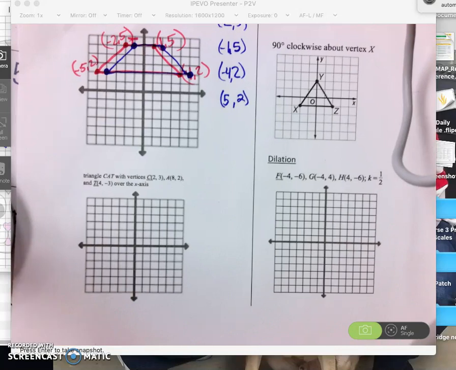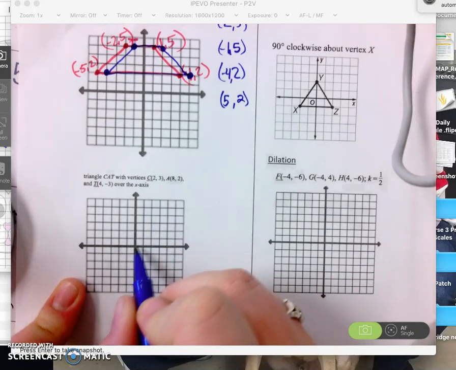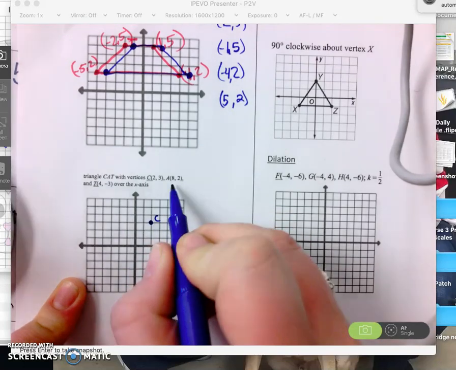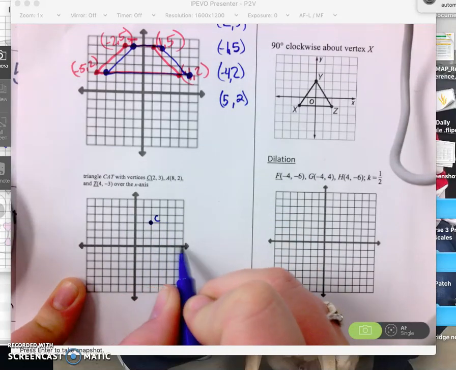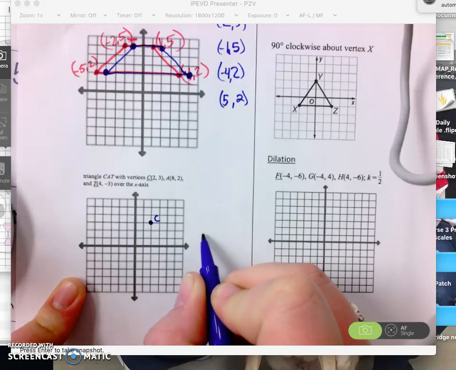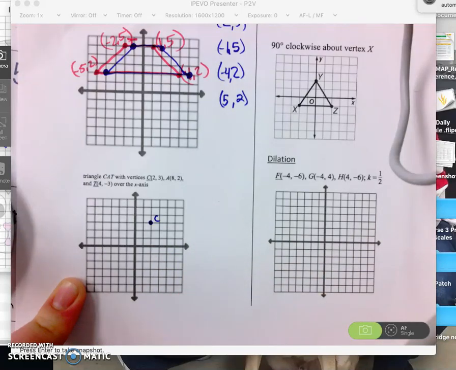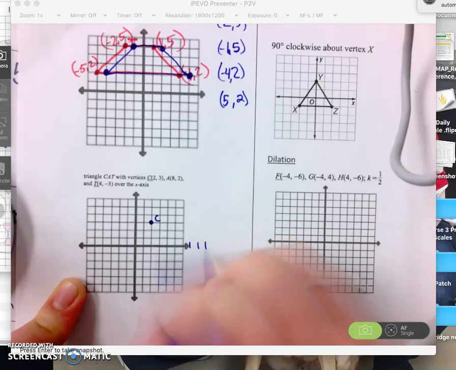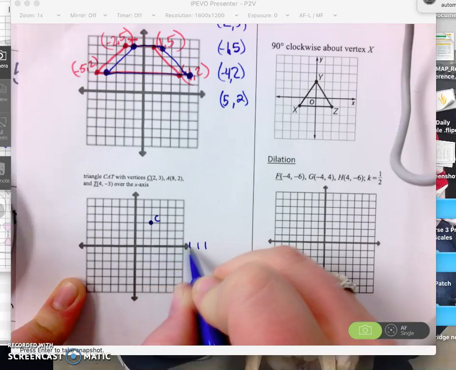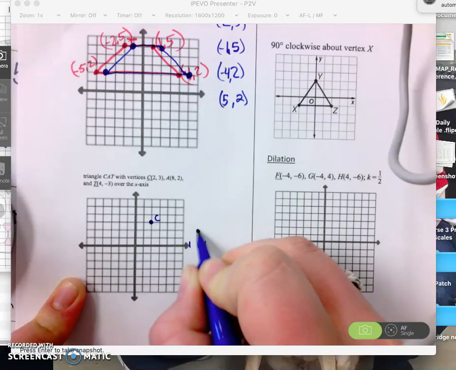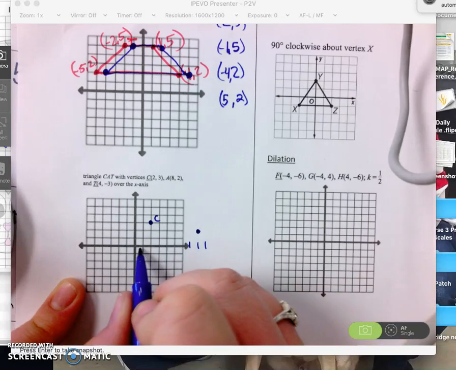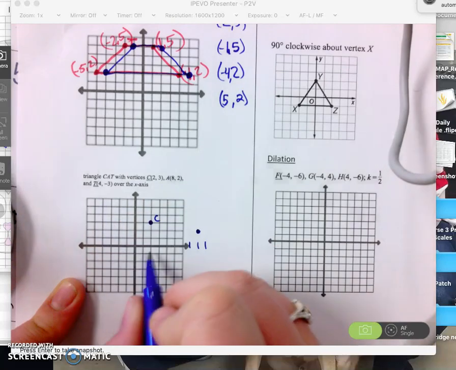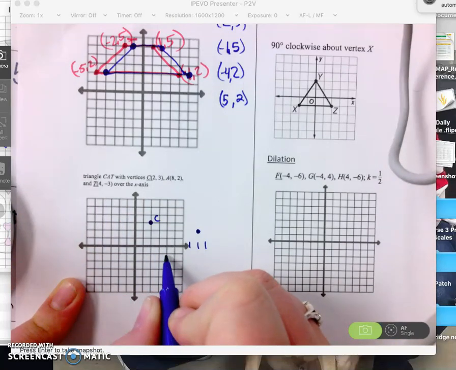Our next one, triangle CAT with the vertices 2, 3: over 2 and up to 3. 8, 2: 1, 2, 3, 4, 5, 6, 7, 8, and up to 2. It's going to go a little off. I could have counted by 2s on here, but I already put that dot. And then over to 4, 1, 2, 3, 4, and down to 1, 2, 3.